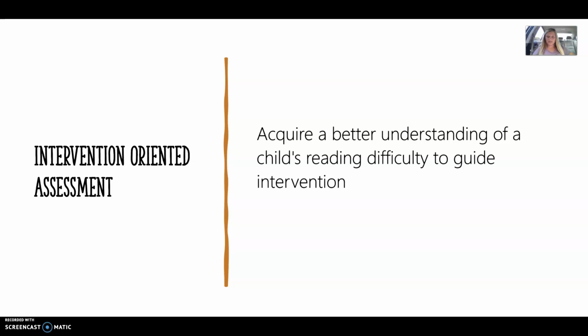First, we have intervention-oriented assessment. This is acquiring a better understanding of a child's reading difficulty to guide intervention. Whenever you are testing a student, you should test multiple times to get a greater understanding of the skill they're using and that you're testing. You should see how they're really doing if you test more than once. Because if you're testing only one time, then you're only going off of one test.